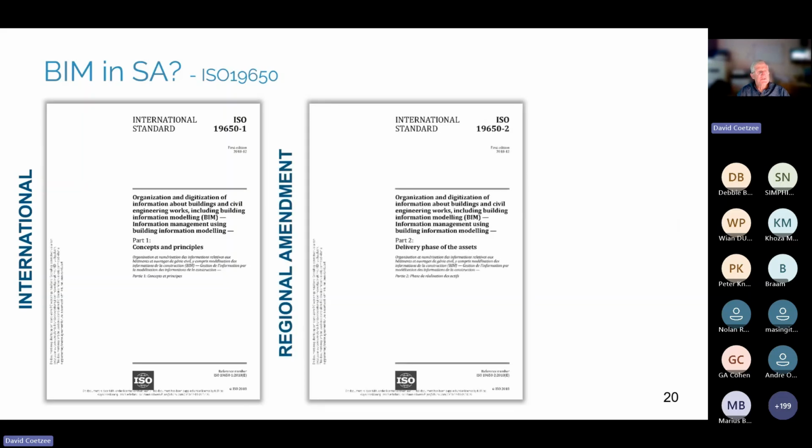I'm pretty certain most of you know what this is, but just in case you don't, what is the main driving ISO standard, or SAN standard in the case of the South Africanized version of it? It's going to be 19650. And there's a number of documents. We've shown you 1 and 2. 1 is the concepts and principles, and 2 is the delivery phase of the assets. And there are a number of 3, 4, 5, and 6, some of which are out, some of which are still planned the last time I looked. And they cover different aspects of all of the things that we've been speaking about today.